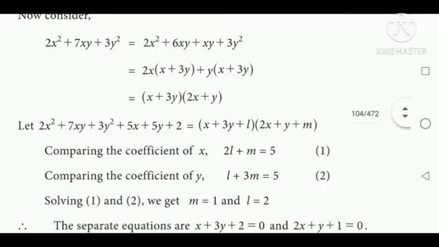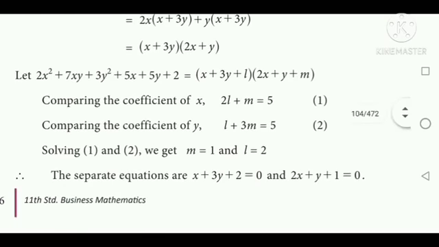After that, you compare the coefficient of x. Here the coefficient of x is 5. On this side, the coefficient of x comes, if you multiply by the constant, that is x into m, so we are getting m. Likewise, 2x into L, we are getting 2L. So 2L plus m equal to 5.